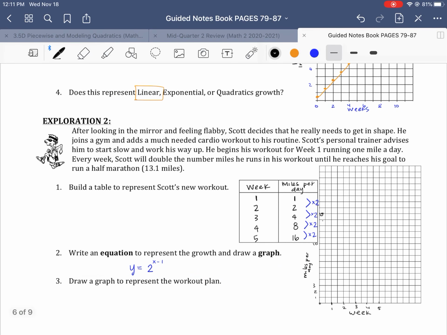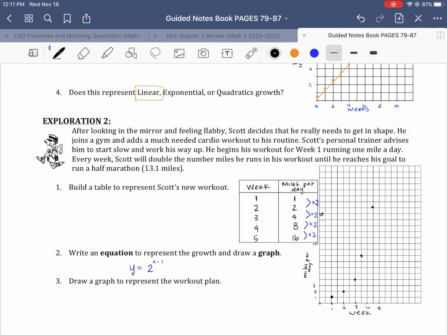All right, so if we plot these, week 1, he was running 1 mile. Week 2, he was running 2. Week 3, you'll notice we jump up to 4. Week 4, we're jumping all the way up to 8. And then again, if we were to run week 5, he's going to be up at 16.